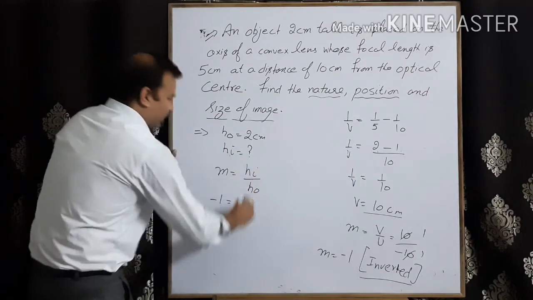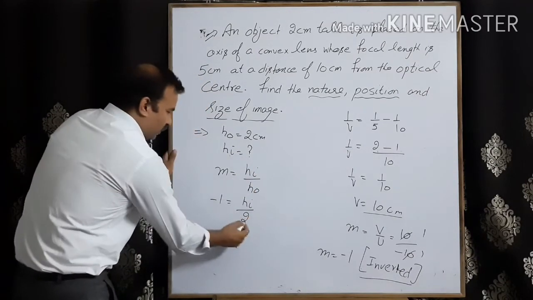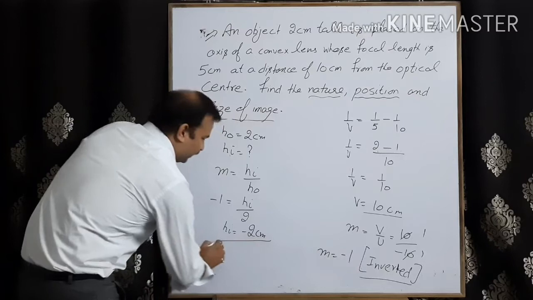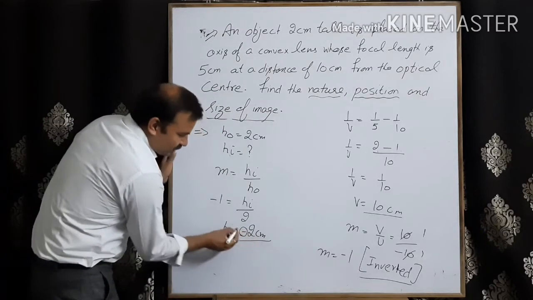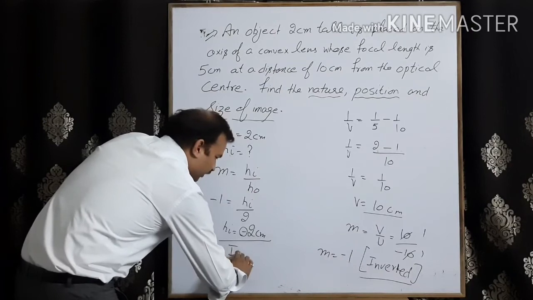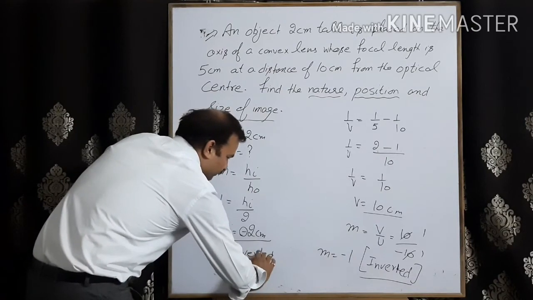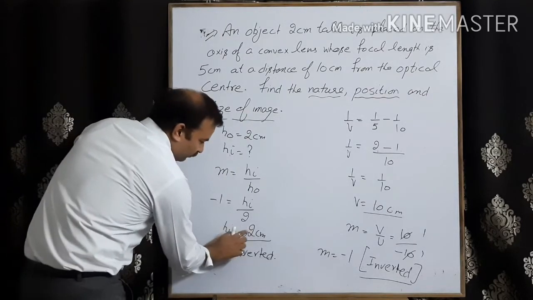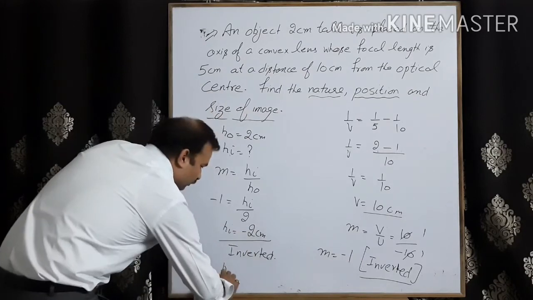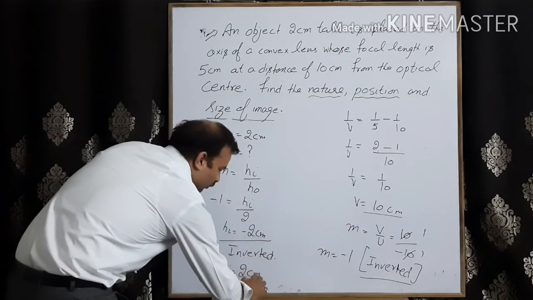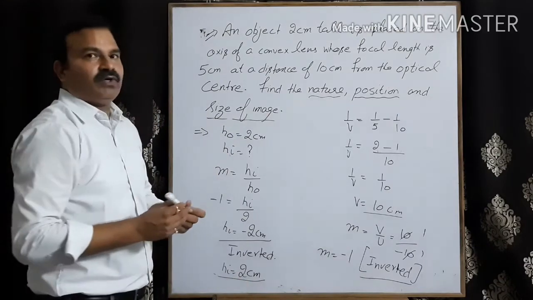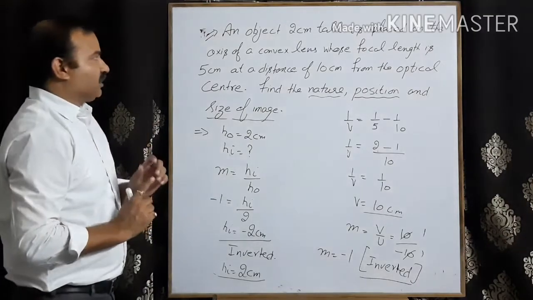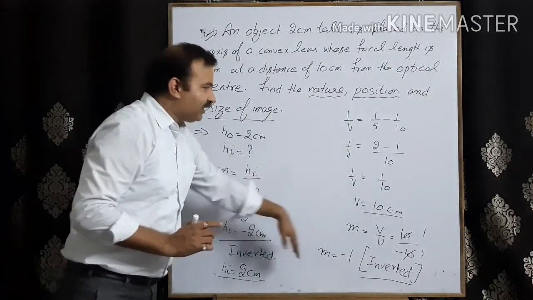Height of an object is given as 2. It will go on the left hand side. So height of an image is minus 2 centimeter. See, this minus shows that the image is inverted. Otherwise the height of an image comes out to be 2 centimeter, as I told you that we don't take the length, breadth, height as negative. Now one more thing, this was the numerically solved.